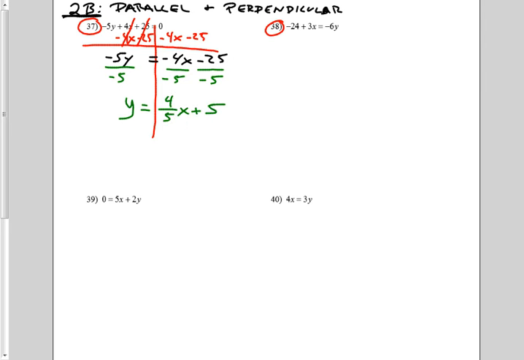So that's where the thought process comes in. The slope of this line right here is 4 over 5. I didn't ask for the slope of this line. I asked for the slope of a line that is parallel to it. So we're going to remember that a parallel line would be the same exact slope. So the slope of any line that's parallel to it is 4 over 5. Watch what happens when we do perpendicular.